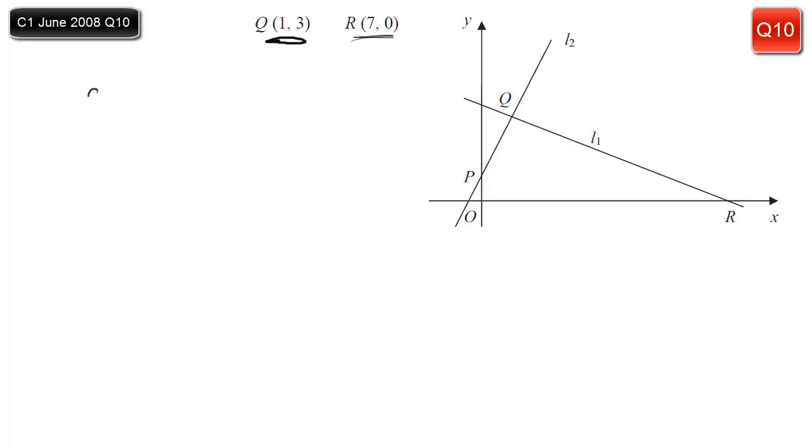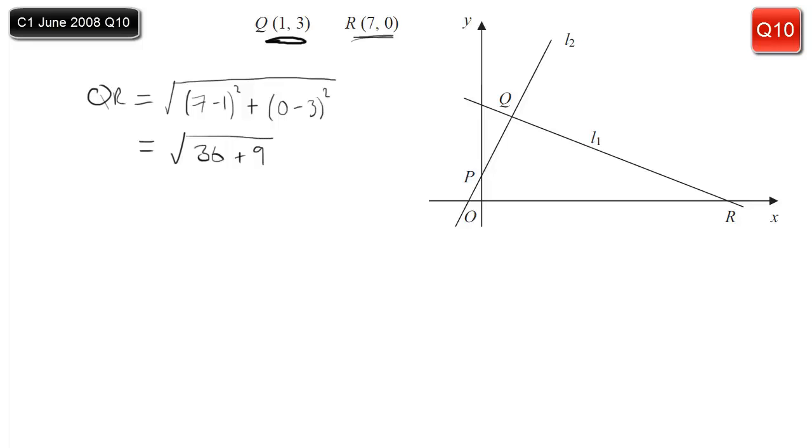So we're going to find QR, and as long as you know the coordinates of 2 points, you can find the distance between them. It's effectively using Pythagoras. We simply subtract the x coordinates and square those. So 7 minus 1 squared, and you subtract the y coordinates and square those. So 0 minus 3 squared, just being sure that you pair up the right things. So 7 minus 1 is 6, square that, 36, and 0 minus 3 is minus 3, square that is 9, so 36 plus 9, so it's the square root of 45.